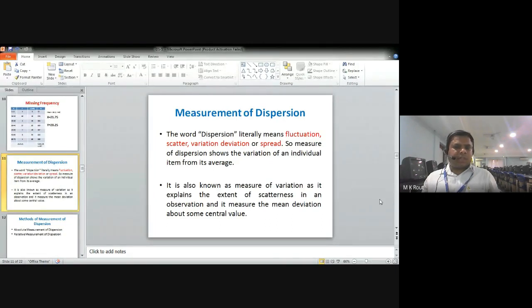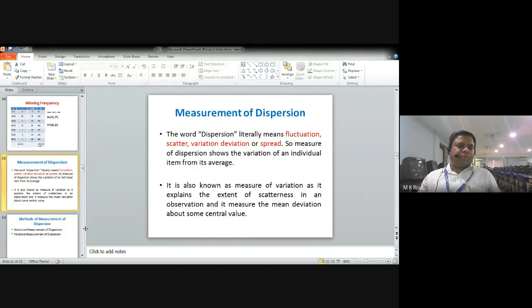The measurement of dispersion is also known as measure of variation. It explains the extent of scatteredness, or the fluctuation, in observations. It measures the mean deviation about some central value. Suppose we have a grouped series of data along with their frequencies. With the help of measurement of dispersion, you can directly calculate the mean deviation of that particular individual item, or its average.